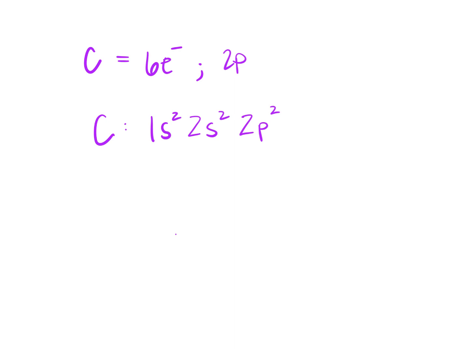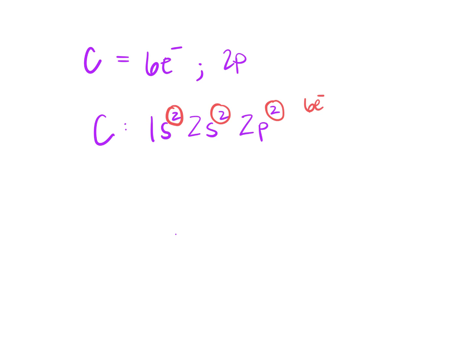Let's check our answer here. We said carbon has a total of 6 electrons. 2 of them are in the 1s, plus 2 more are in the 2s, that's 4, plus 2 more, so that gives me a total of 6 electrons. Do we agree? So you can always check your answer to make sure you've got all of your electrons accounted for.